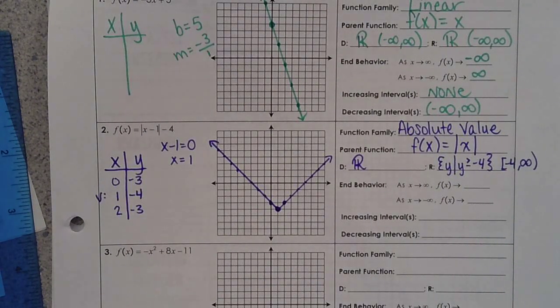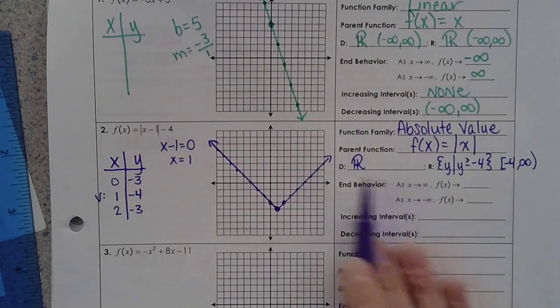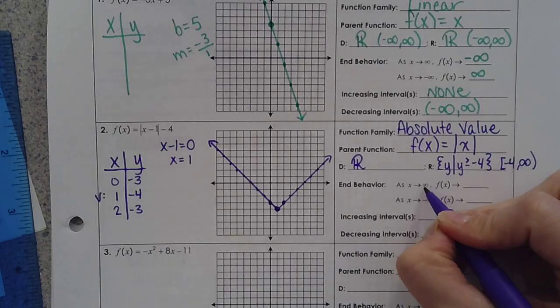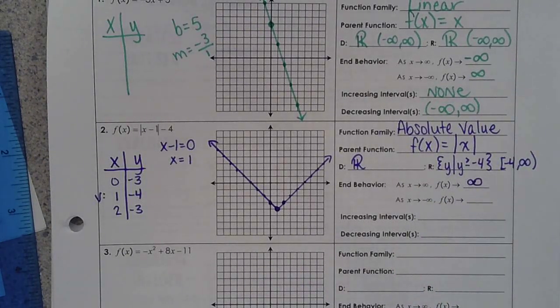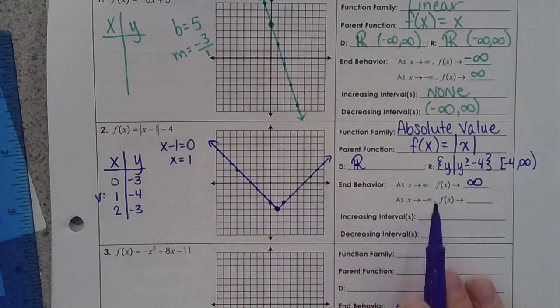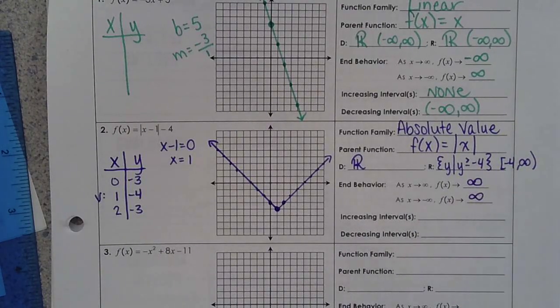All right, looking at my right end, my arrow is going up. So as x approaches positive infinity, y approaches positive infinity. Looking at my left end is also going up. So as x approaches negative infinity, y approaches also positive infinity.